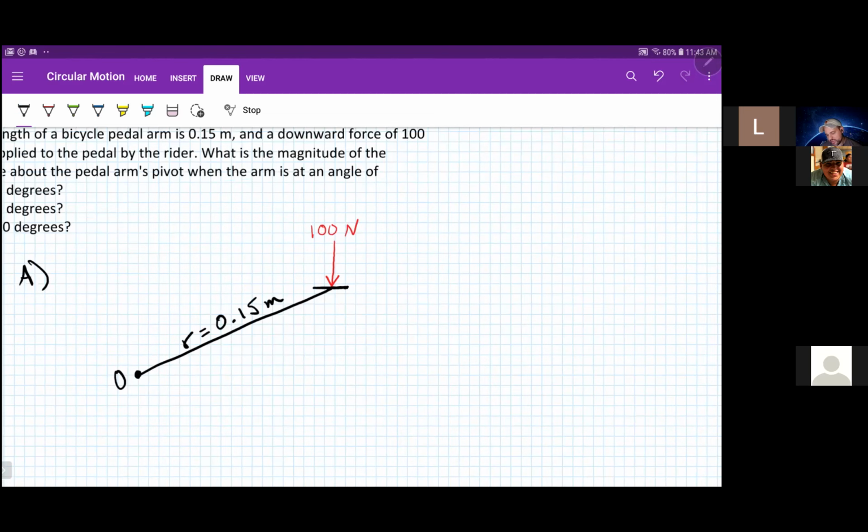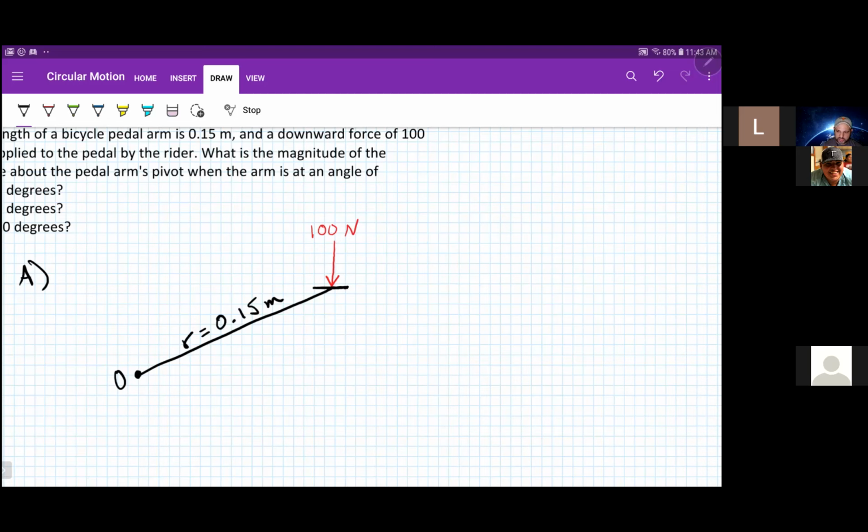So in this case, the easiest thing to do is I can do a couple things. I can figure out what the components of the 100 Newton force are relative to the direction of my pedal arm. I would figure out that component and that component, but that takes some practice to do. It's not difficult, but it takes some practice, right?